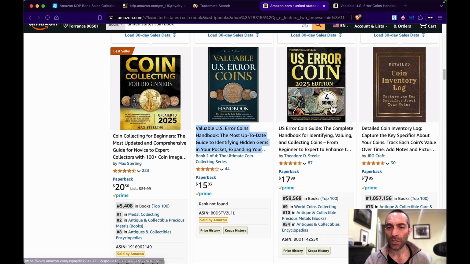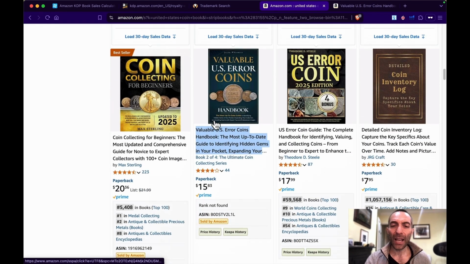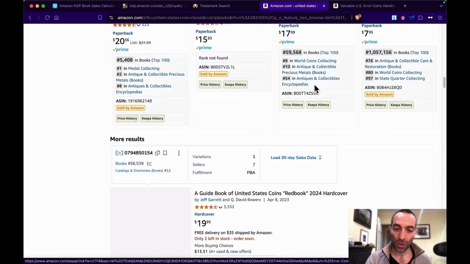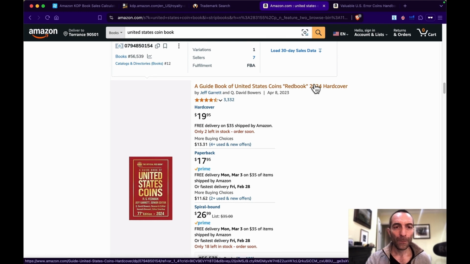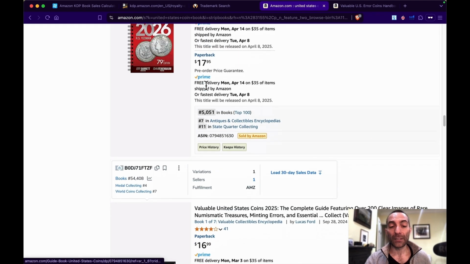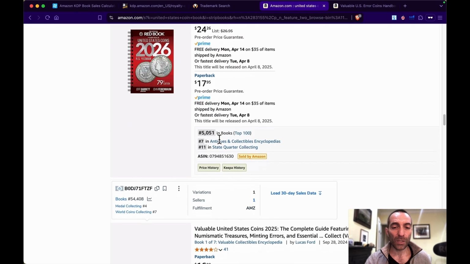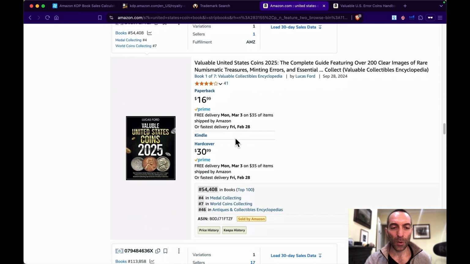Like this one, US error coin. It gives me these error coins. To be fair, I've done a video on the error coins, and I know that the error coins niche or keyword is quite profitable. I want to see if there's anything like it under this United States coins book. The more specific you are, the better it is, obviously. So this is 5,000. It's always the same. You see Jeff Garrett and that other guy. They've got kind of a monopoly here.